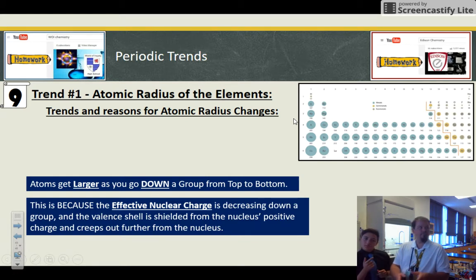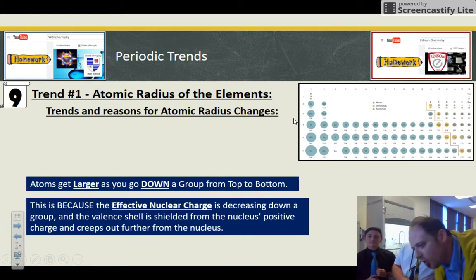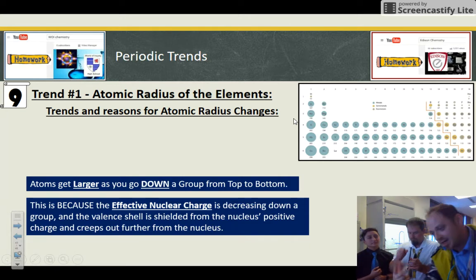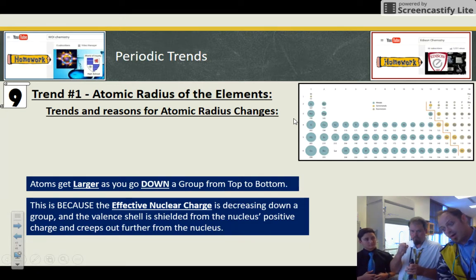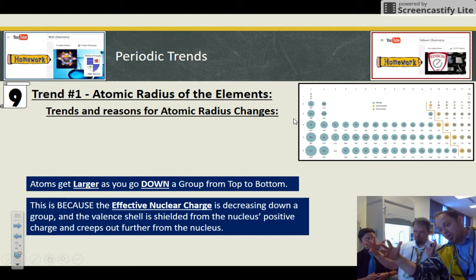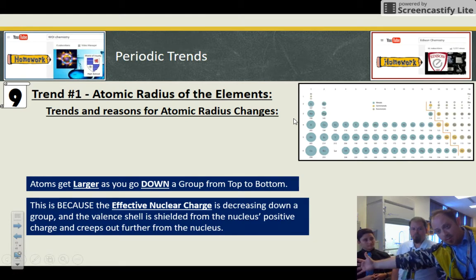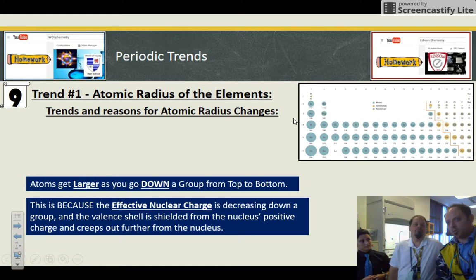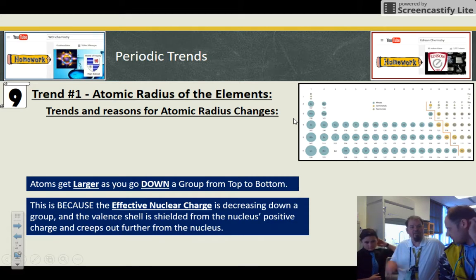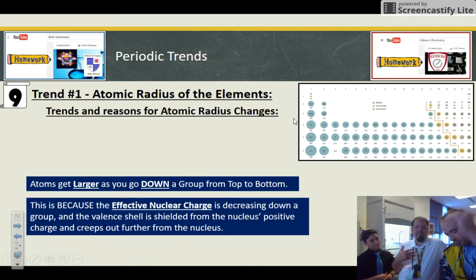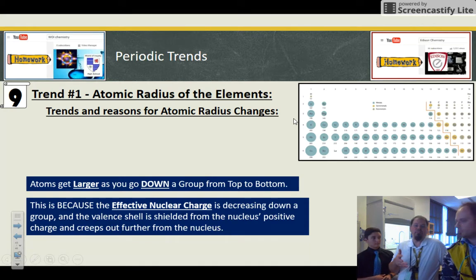So as we add more protons, neutrons, and electrons as we go down a group, we're not only adding those electrons to the valence shell, we're actually adding entirely new shells to the atom. So period 1, group 1, 1 shell. Period 1, group 2, 2 shells. Period 1, group 3, 3 shells. So what we're saying is just because I'm adding more protons doesn't mean the nucleus is doing a better job, because now there's more interference.